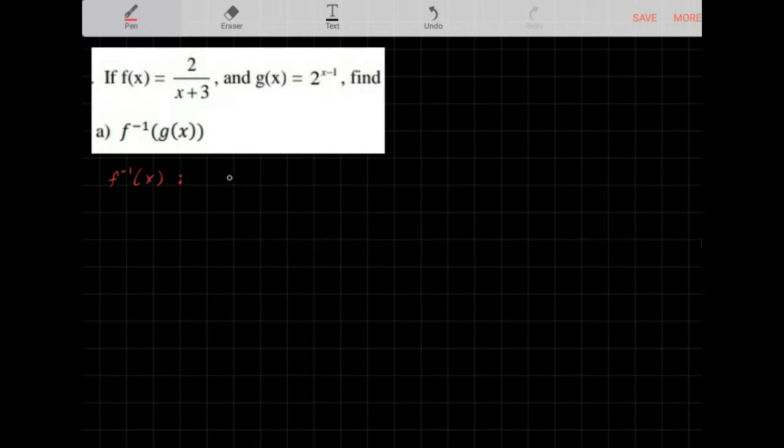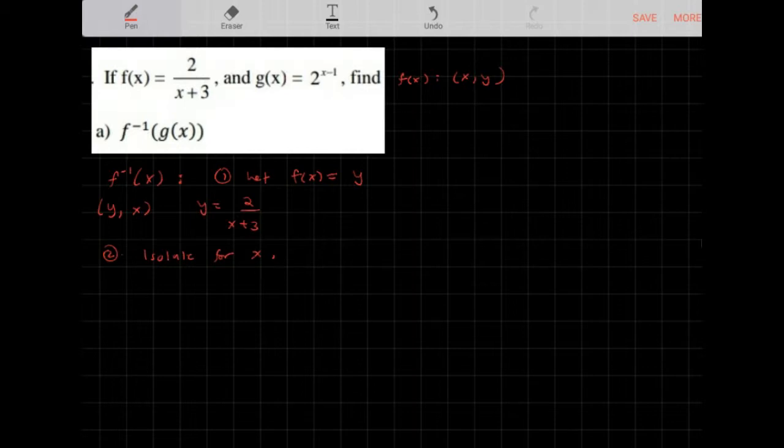So to do that, I'm going to need to let f of x equal y. So y is equal to 2 over x plus 3. Then what I want to do is isolate for x, right? Because we know that if the function f of x has a point x and y, the inverse function will have an equivalent point y and x, right? So you swap the x and y values.